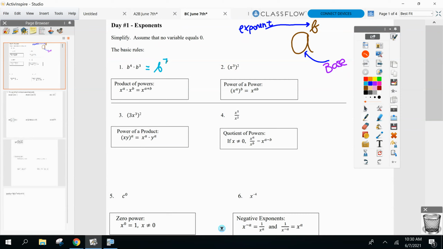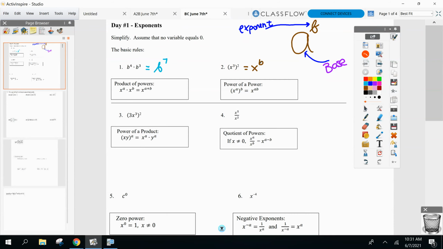Next, raise an exponent to another one. So I got x to the third all raised to the second. So an exponent raised to another one, now I'm going to multiply them. So this turns into x to the 3 times 2, 6. All right, x to the 6th. I'll stop right there because this next one might get a little confusing. Everyone all good? When you multiply, I add them. When I raise an exponent to another one, I multiply. Questions, comments? All right, what about this next one?